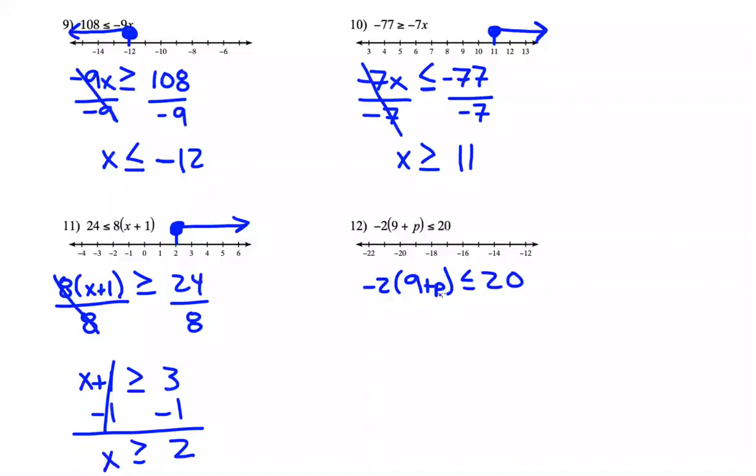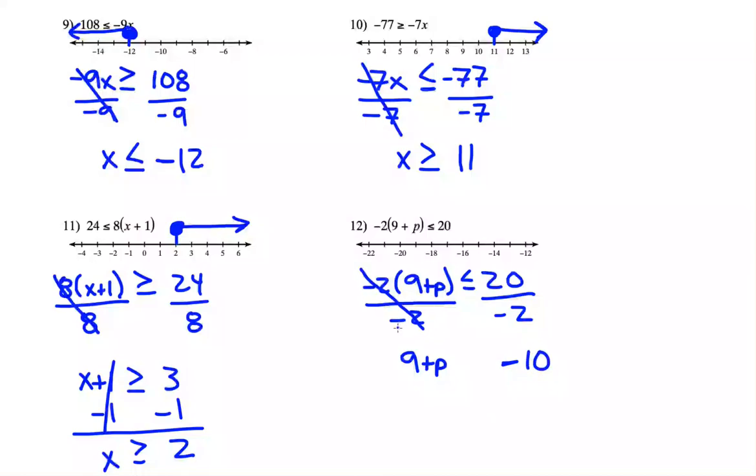So I want to isolate this part in here. So I'm going to get rid of this part here by dividing by negative 2, because it's negative 2 times this whole thing. So if I divide by negative 2, those negative 2's will cancel. But of course, if I do it to one side of the equation, I have to do it to both sides of the equation. And so on the left, I'm going to have 9 plus p. On the right, I'm going to have 20 divided by negative 2. A positive divided by a negative is a negative, and 20 divided by 2 is 10.